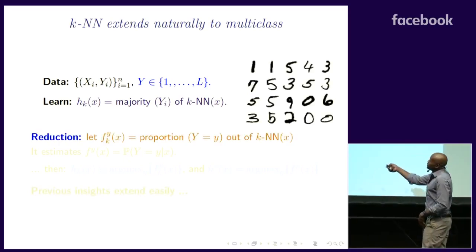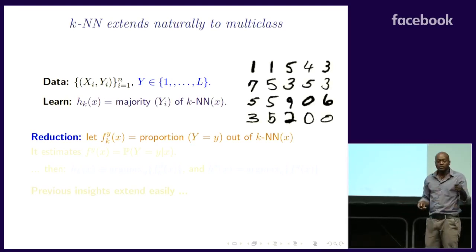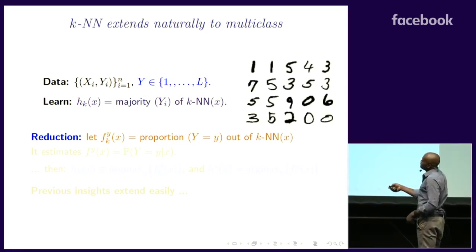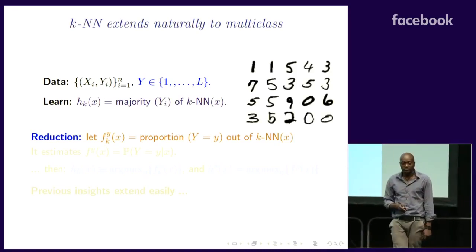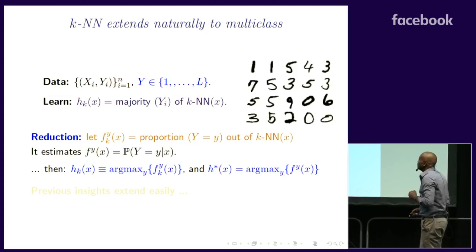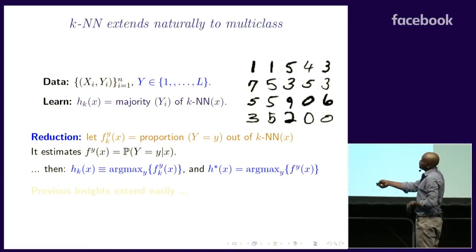Now, we want to again reduce this thing to regression. In order to reduce it to regression, now we have to reduce it to vector-valued regression. So let's define f_k(y), where y is a label, y is either 1 through L, f_k(y) as the proportion of Y equal to y out of the nearest neighbors of x. Okay, so that's a regression function. It's a regression for every possible label. This regressor is estimating this true regression function. It's estimating P, the probability that Y is equal to little y given x.